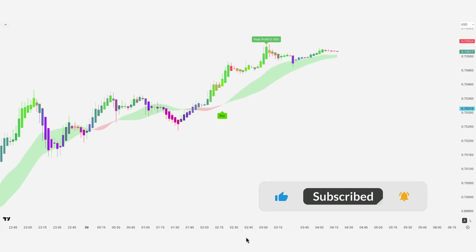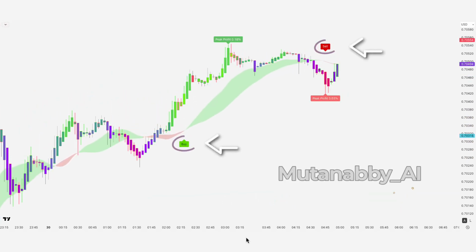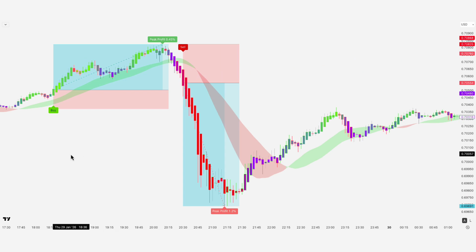First of all, let us know about trading tools. The buy and sell arrow indicator we see in the chart is called the Mutanabe AI indicator. Now we tell you how we want to trade.